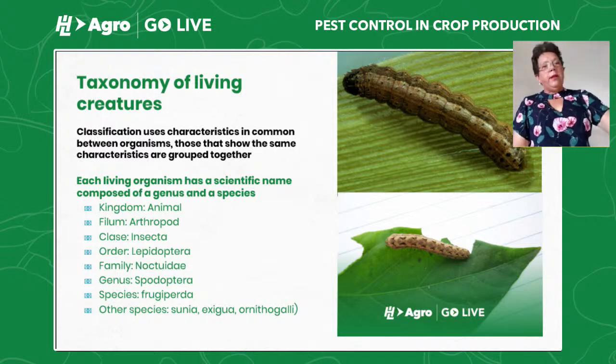Here I'm showing, in the case of fall armyworm, which is Spodoptera frugiperda, the taxonomic classification. It belongs to the kingdom Animalia, phylum Arthropoda, class Insecta, order Lepidoptera, and the family of fall armyworm is the Noctuidae family, the genus Spodoptera, the species frugiperda for fall armyworm, that is the one that is very common in corn. But within the same genus, you have other species.